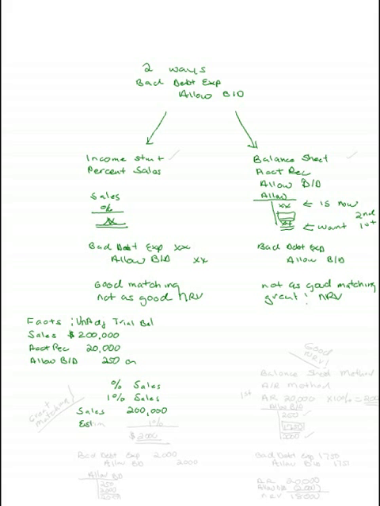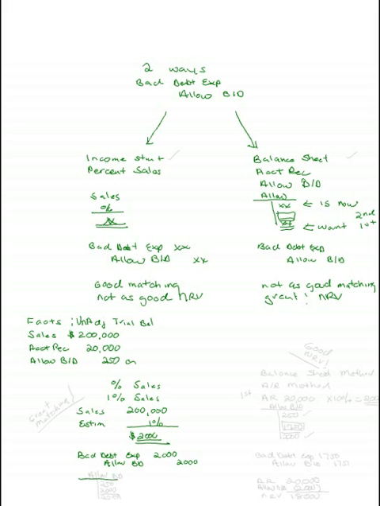Our estimate is 1%. 1% of $200,000 is $2,000. So our bad debt estimate is going to be $2,000. We'll make an entry that says bad debt expense and allowance for bad debts. We'll put $2,000 in it.